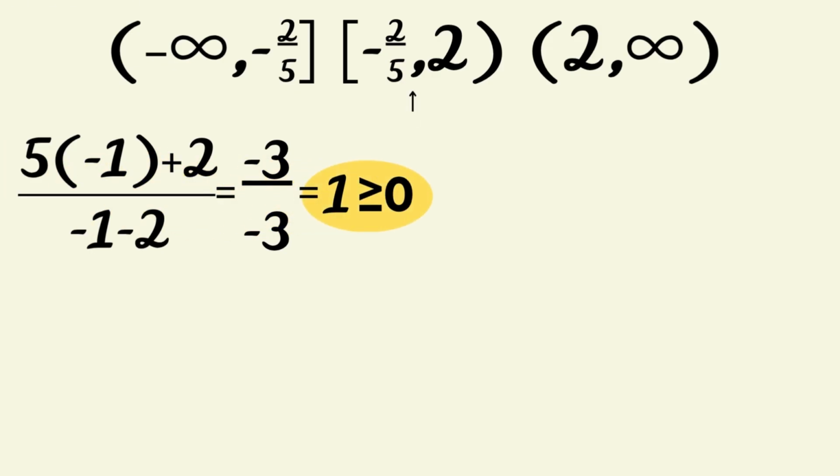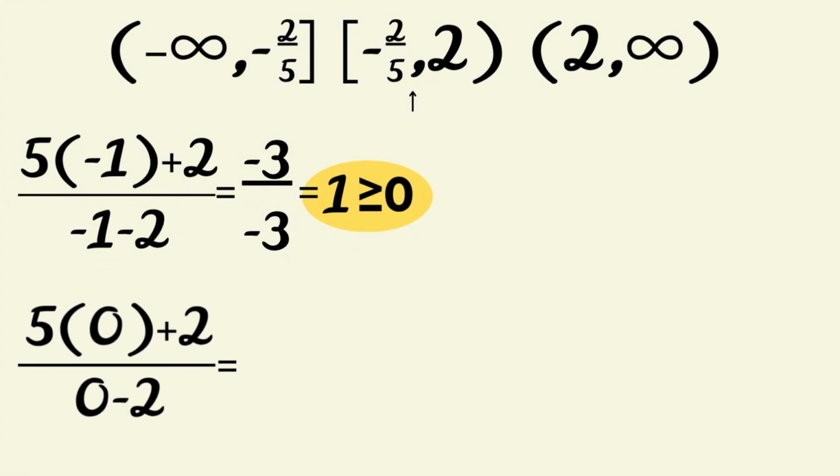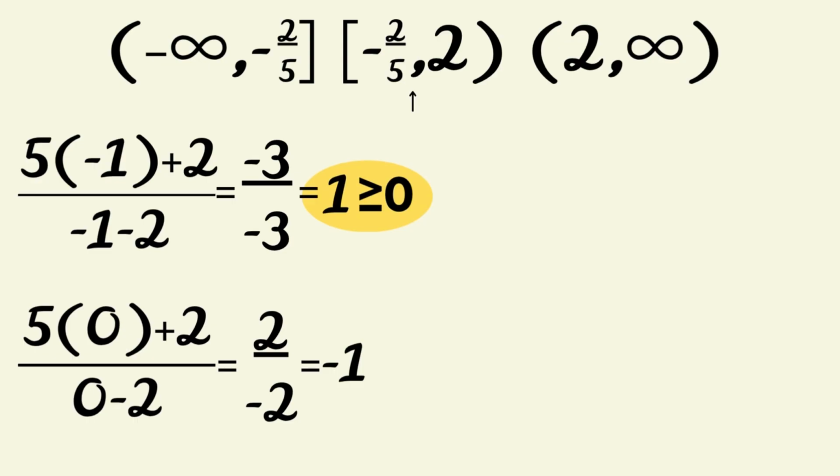For negative 2 over 5 and 2, we will use 0. 5 times 0 plus 2 over 0 minus 2 is going to be 2 over negative 2. 2 over negative 2 is going to be negative 1. Negative 1 is not greater than or equal to 0, so this is not part of the solution.